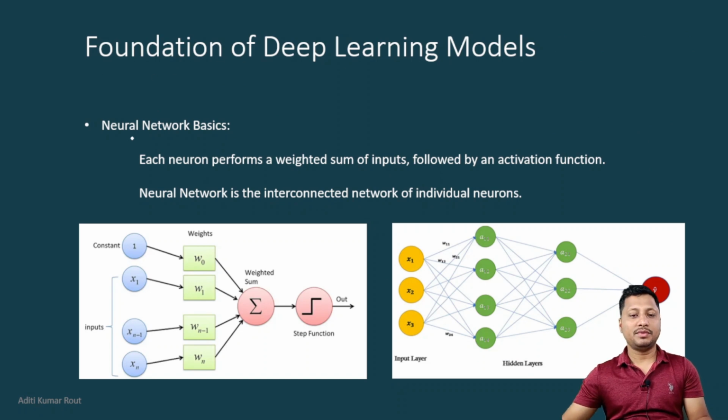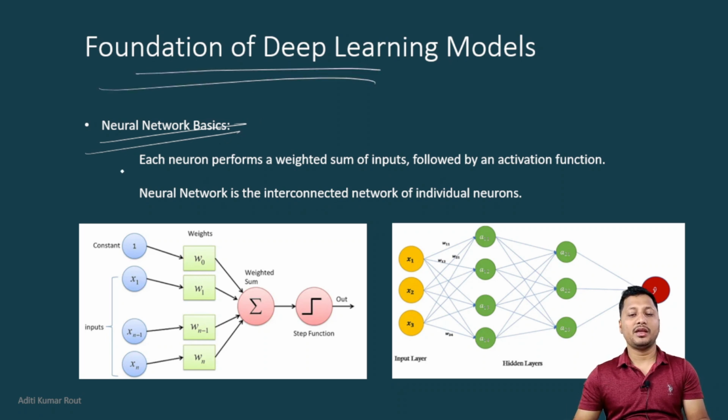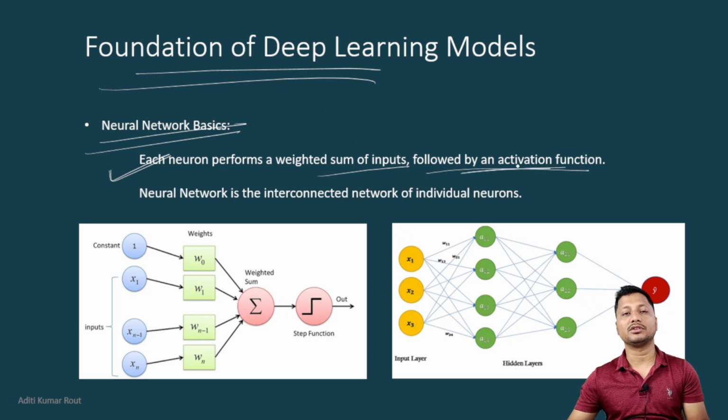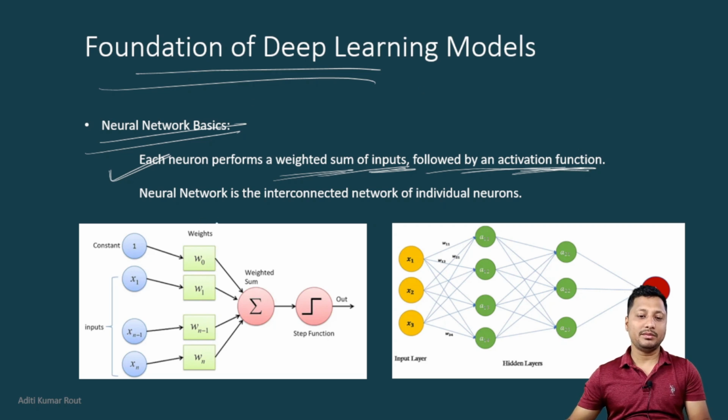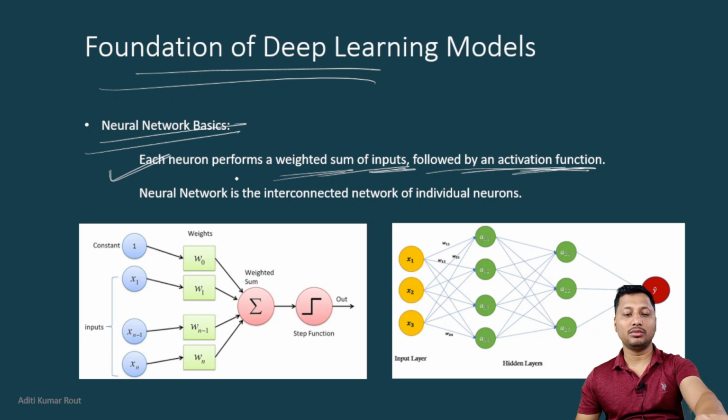Talking about neural network basics, the foundation of the deep learning model: each neuron performs a weighted sum of inputs followed by an activation function. The concepts here are weighted sum, inputs, then activation function. In the first picture below, we have n inputs, x1 to xn, and the first one is a constant known as bias.